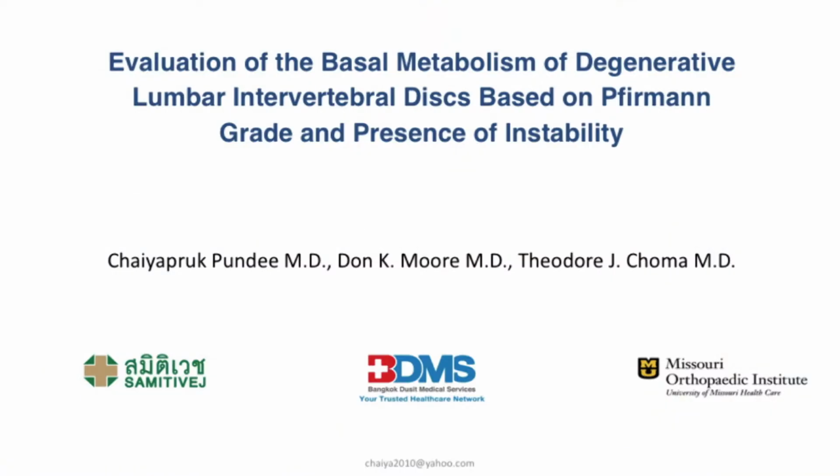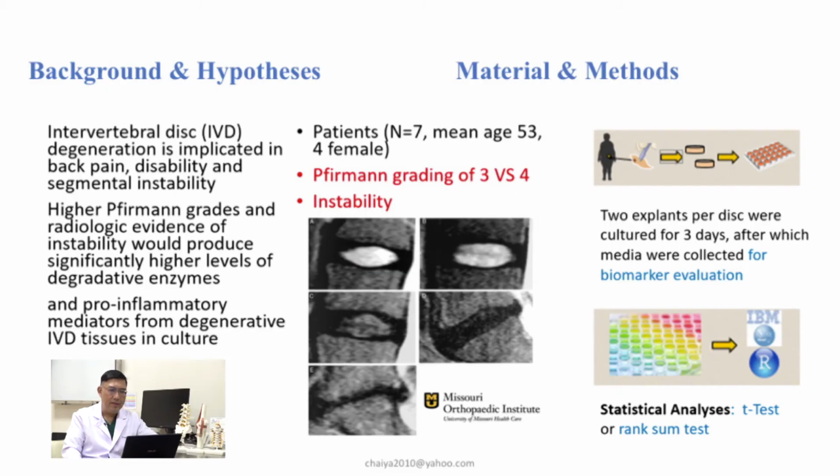Today we are going to talk about evaluation of the basal metabolism of degenerative lumbar intervertebral disc based on Fuhrman grade and presence of instability. As we know, IVD degeneration is implicated in back pain and spinal related disability. It may cause segmental instability.